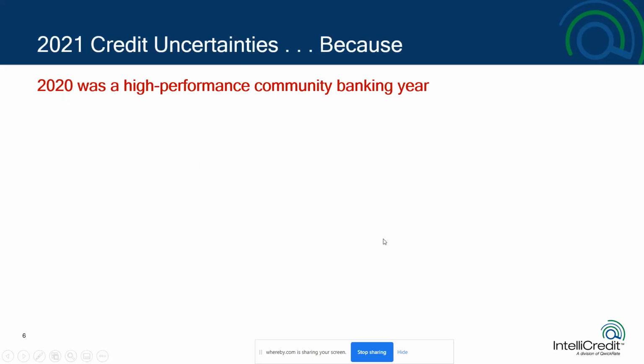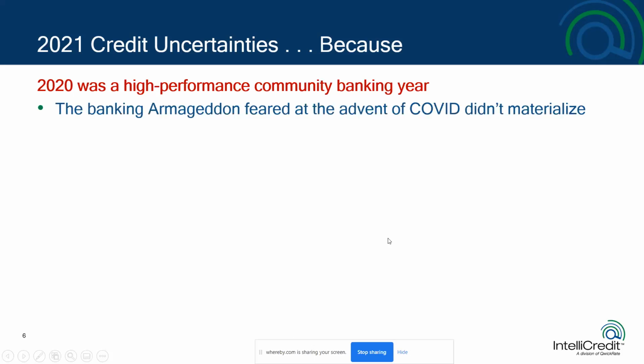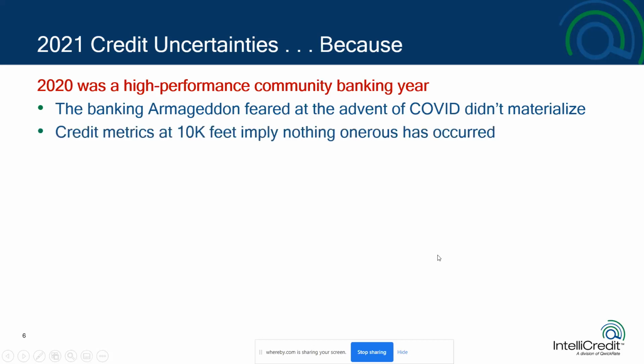So there are a lot of credit uncertainties in the COVID and post-COVID environment. 2020 was really a high performance year, far beyond what anybody thought would happen in the spring of 2020. The Armageddon that everyone feared was going to be ushered in by COVID just hasn't materialized, and certainly credit metrics at 10,000 feet imply virtually nothing onerous has occurred.